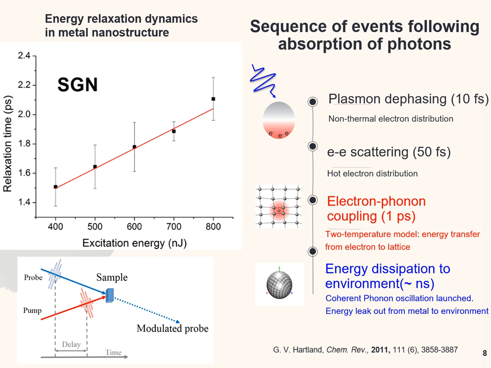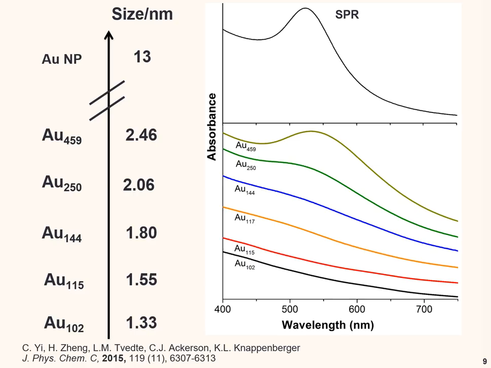We can use this method to identify whether a nanoparticle is plasmonic or not. For example, in a molecular system, we usually do not see this excitation energy dependence because we only create a single electron transition. There are no temperature differences, so there is usually no electron-phonon coupling time in a molecular system.